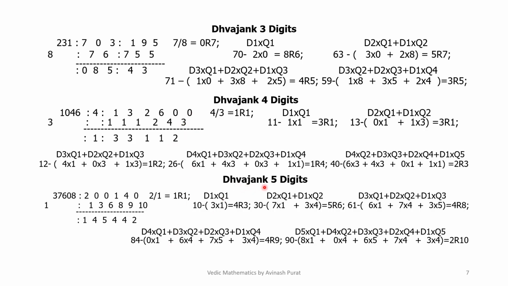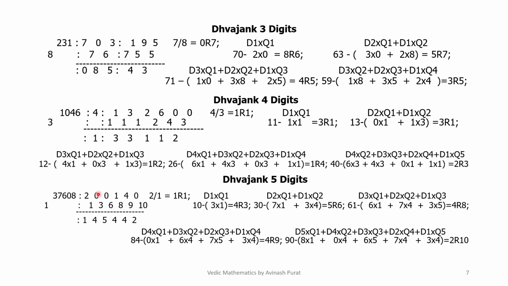Next is 5 digits Dhvajanka. So 20014 divided by 137608. Now 20014, as it is less than 137608, so quotient is less than 1. Now so everything in dividend is after the decimal point. Now 2 divided by 1 is 1, 1 remainder 1.